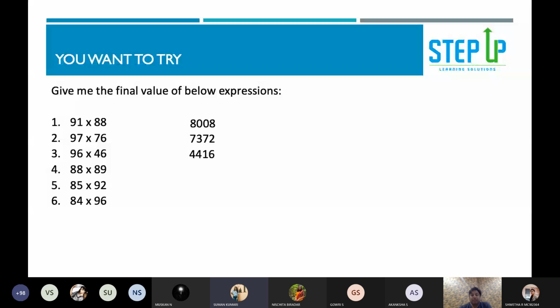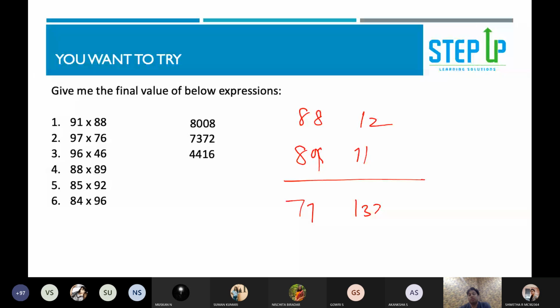Don't worry if you're taking time. It will come with practice. 88 is 12 less, 89 is 11 less. Subtracted, you get 77. 12 into 11 is 132. You add it. The answer comes out to be 7832.